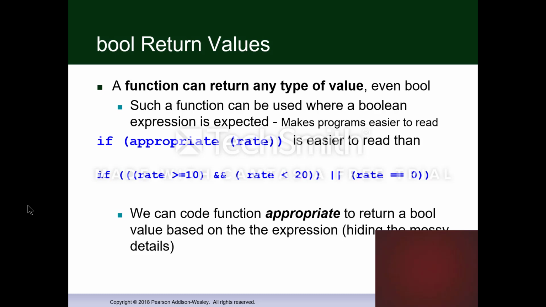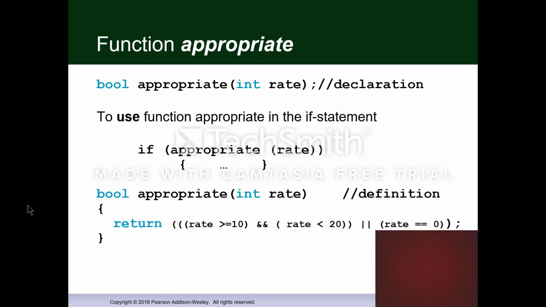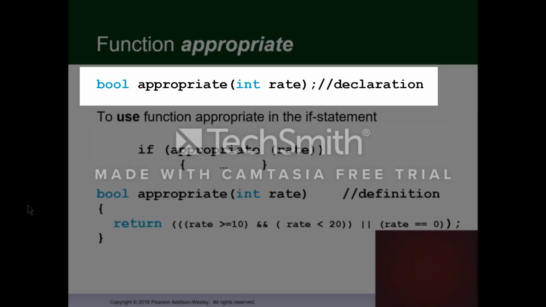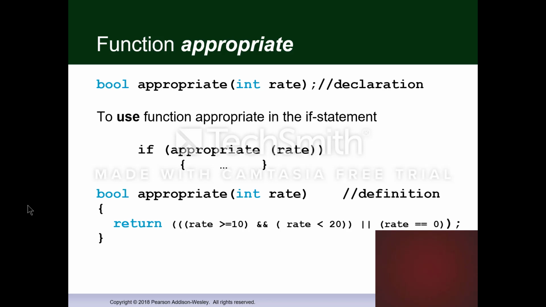Let's take a look at what the code for appropriate might look like. Our prototype needs to have an output or return type of bool, the name appropriate, and the list of inputs inside the parentheses. In this case, there's only one input, the type is int, and we're going to call that rate. Then we would find the main program, and somewhere in that main program I would expect that we would make the call to function appropriate, as we see here in the if statement.